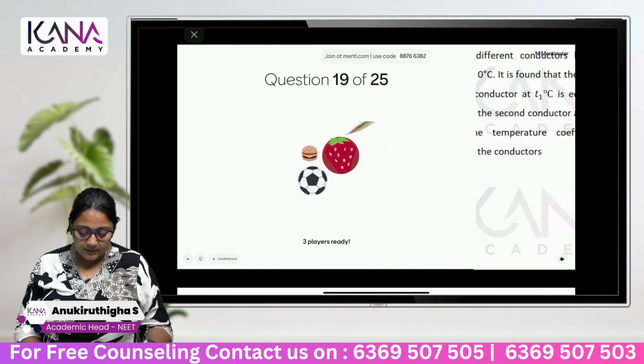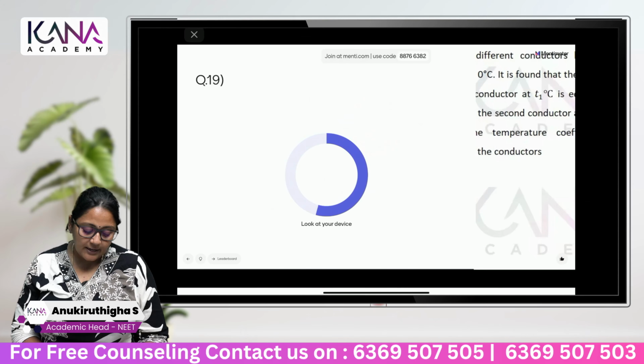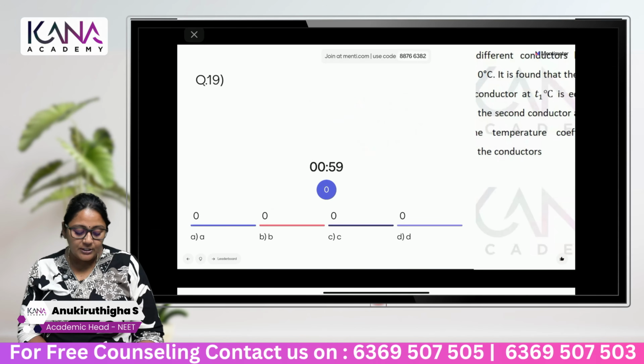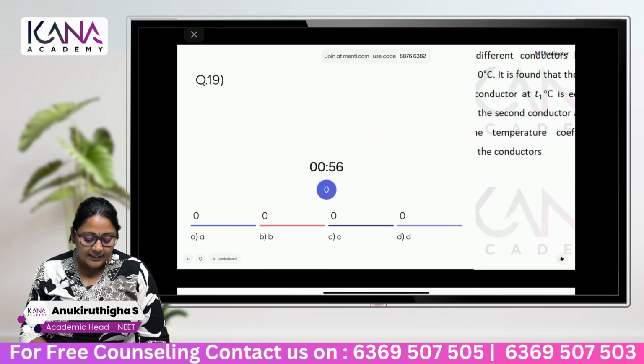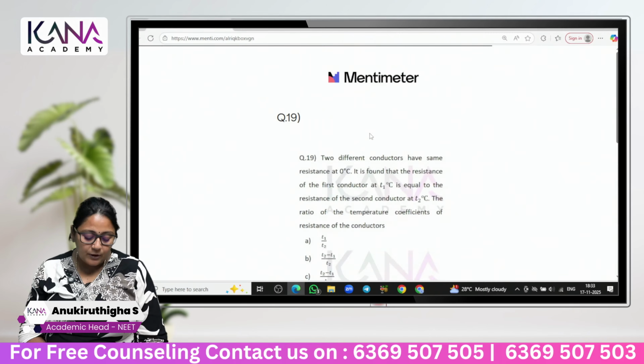question is, two different conductors of same resistance at 0 degree Celsius, it is found that the resistance of the first conductor at T1 degree Celsius is equal to the resistor of the second conductor at T2 degree Celsius. The ratio of the temperature coefficient of resistance of the conductors. They have asked for the temperature coefficient of the resistance of conductors. And you're left with 45 seconds. Options are T1 by T2, T2 minus T1 by T2, T2 minus T1 by T1, and T2 by T1.